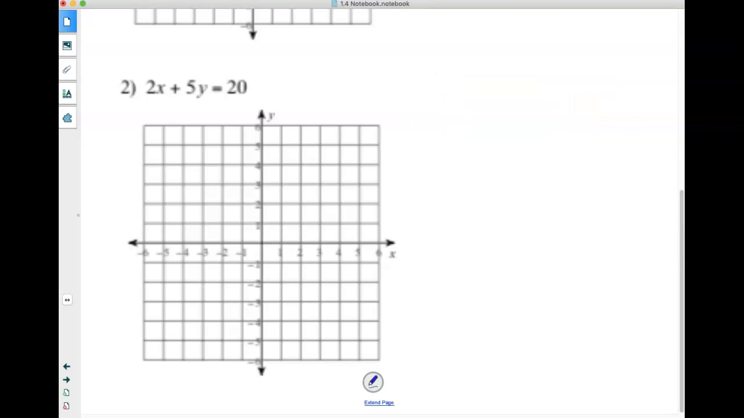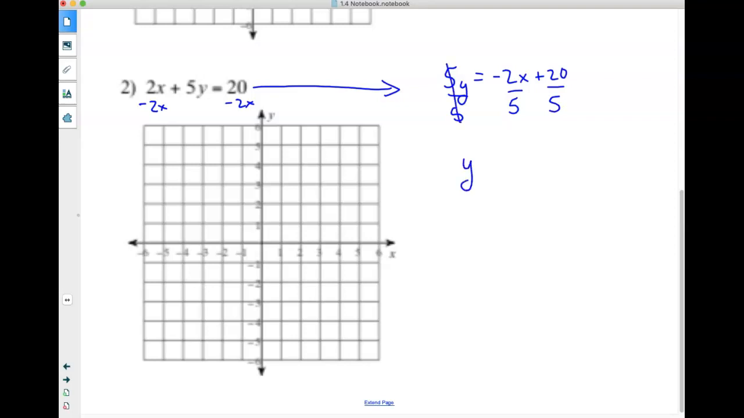So I'm going to come back and we're going to subtract 2x from both sides. We're going to put this in our favorite form, slope-intercept form. So we have 5y equals negative 2x plus 20. And then when I divide by 5, remember, I divide everything by 5. So these 5s cancel out. I get y equals negative 2 over 5 times x plus 20 divided by 5 is 4.